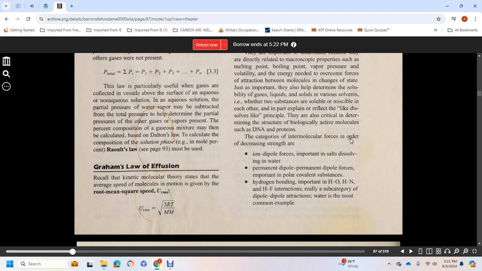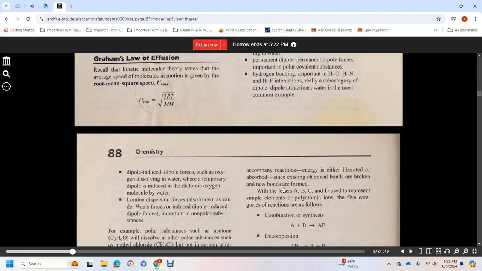These are the categories of intermolecular forces in order of decreasing strength. Ion-dipole forces are important in salt dissolving in water. Permanent dipole forces are important in polar covalent substances. Hydrogen bonding is important to hydrogen-oxygen, hydrogen-nitrogen, and hydrogen-fluorine interactions, really a subcategory of the dipole-dipole attractions. Water is the most common example.